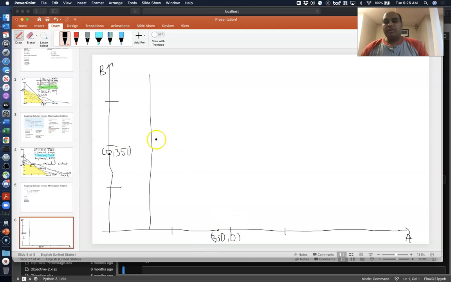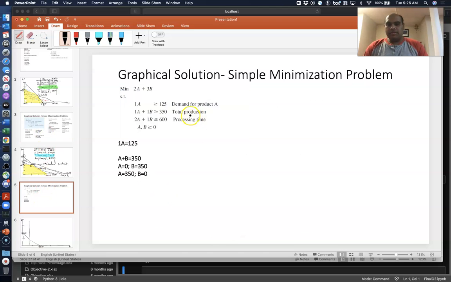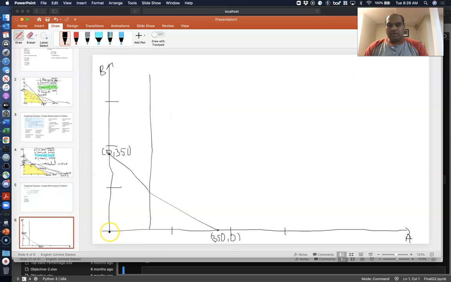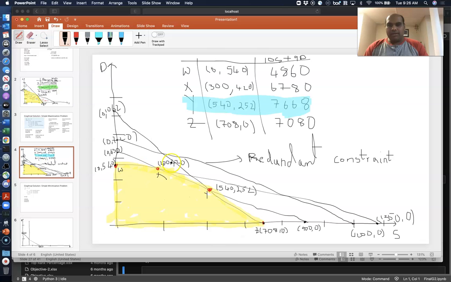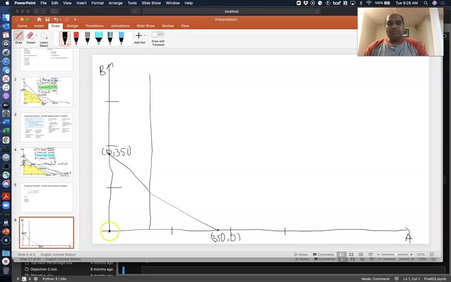Okay, 350 comma 0. So let's join these 2 points right here. Now this constraint here, A plus B is greater than or equal to 350. If I take 0 comma 0 and plug it into this constraint, I get 0 plus 0 is greater than 350, so 0 is greater than 350, which is obviously not true, which means that 0 comma 0 is not on the correct side of the straight line.